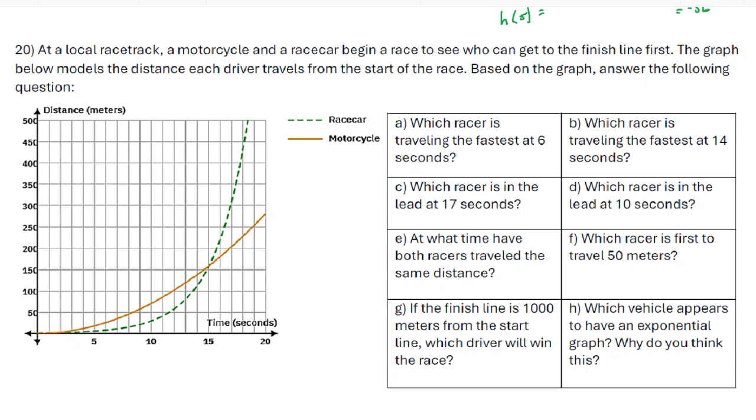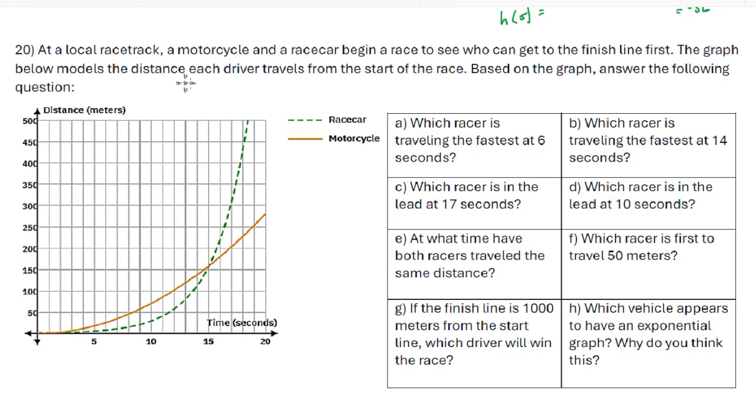This is question number 20 on the Unit 1 test review. The skills that it's actually pushing you to remember and know how to execute are: how do I understand the story behind the graph, and how do I use the graph to actually answer a series of questions?